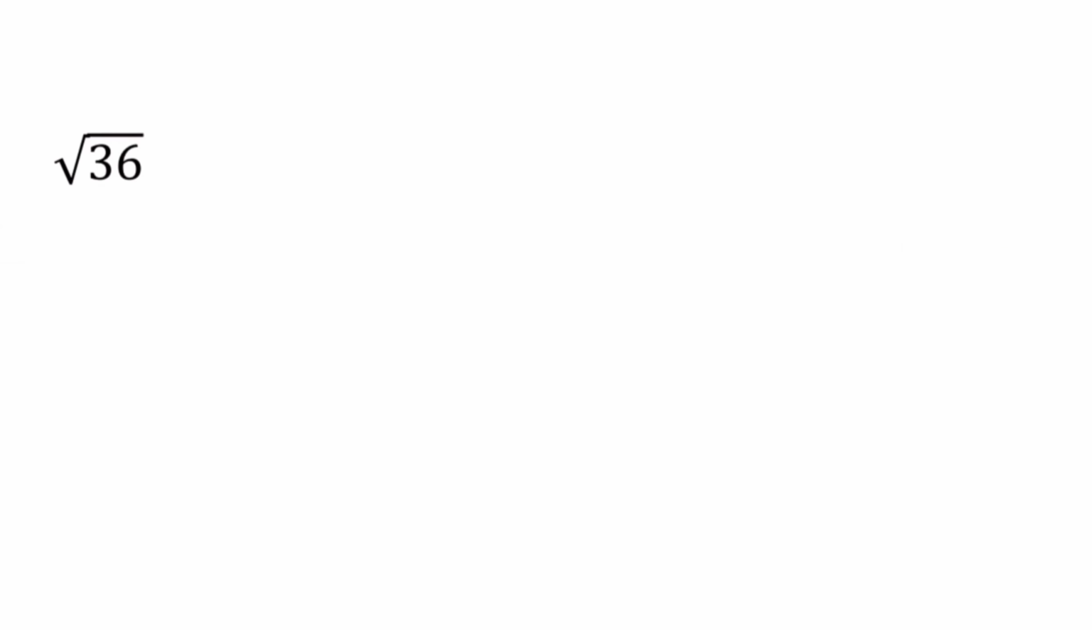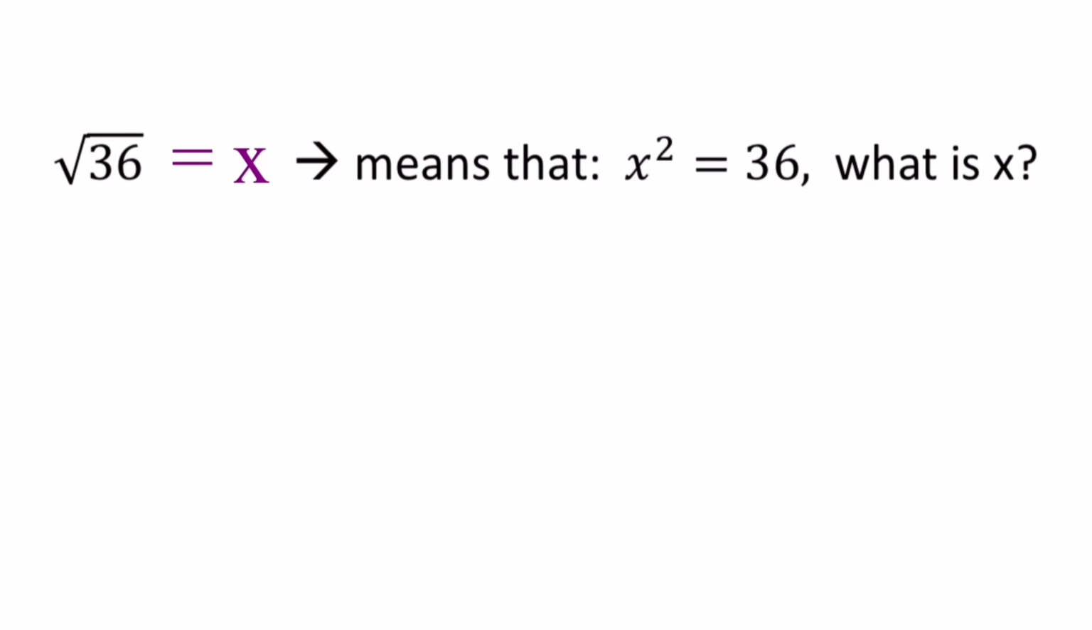So this is read as square root of 36. If we wanted to know what is the value of square root of 36, we can go ahead and set this whole expression equal to x. So this is read as square root of 36 equals x. Now we are going to rewrite this into its equivalent exponential form. This equation that we have here means that x squared is equal to 36.